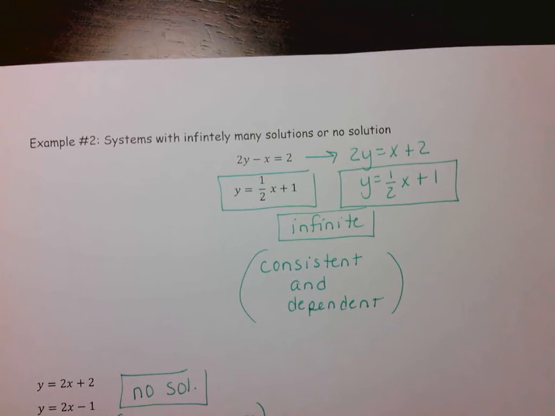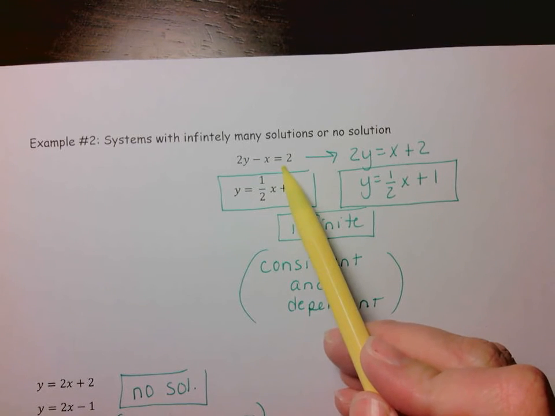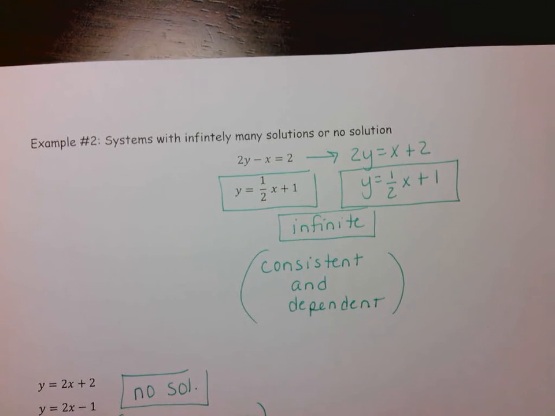Example number 2, systems with infinitely many solutions or no solution. So I can graph these to determine if they are the same line or if they are parallel, but sometimes it's easier just to look at it. I'm also more accurate, because on a graph, sometimes what looks like parallel lines aren't, and it can be very deceiving. So when you're determining whether something has an infinite number of solutions or no solutions, it's always better just to look at the equations and compare them.